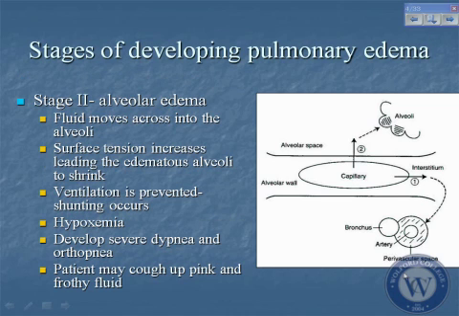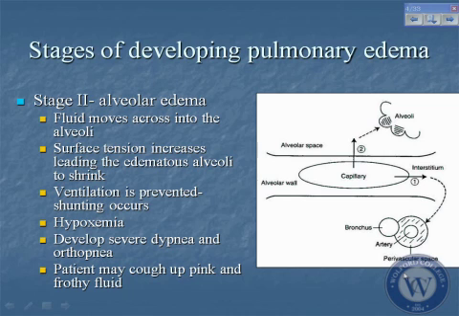This leads to a surface tension that actually increases, leading to edematous alveoli to shrink, and you develop significant atelectasis in this individual. What you try to see is that ventilation is ineffective at that point, and what the body tries to do is it tries to shunt the blood to areas that are being better ventilated. So this person can develop significant hypoxemia.